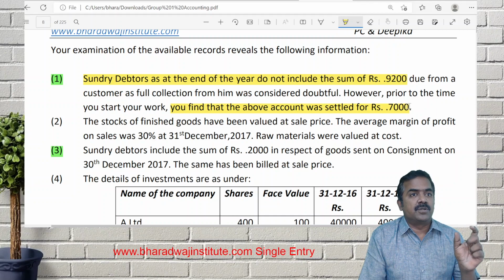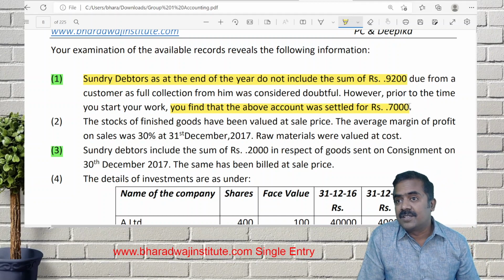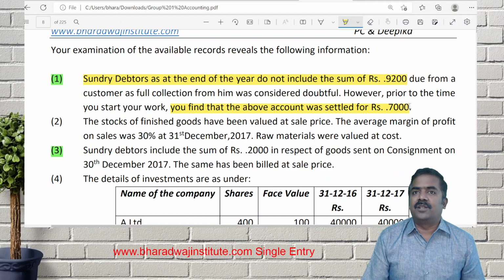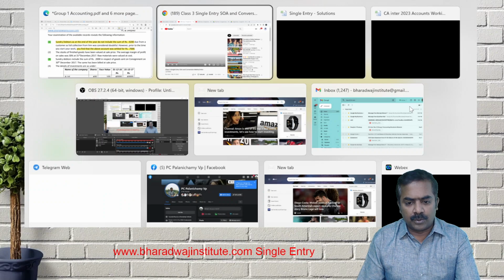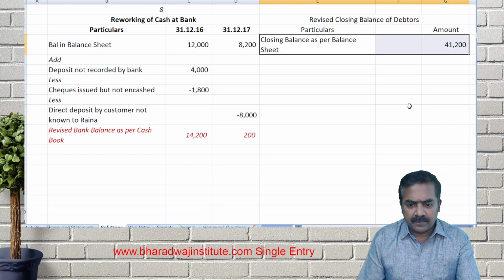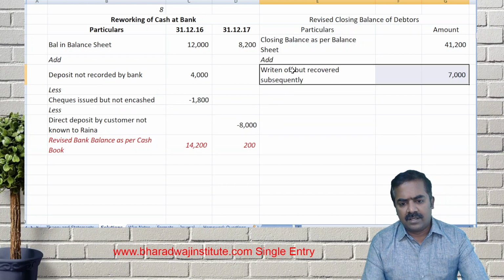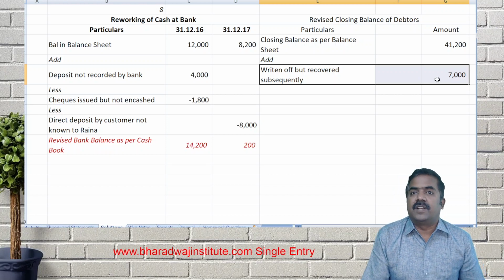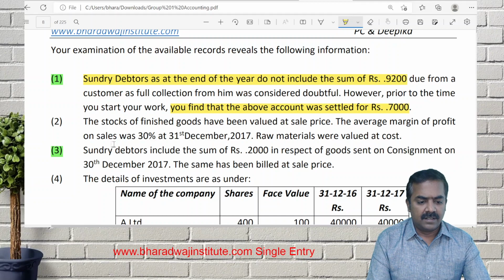Then how much do you have to include now? Will you include 9,200 or the collectible amount 7,000? We'll include only 7,000. Sir, why not 9,200? Is it 9,200 collectible? How much is collectible? 7,000 only should be included. So, what is the balance given? 41,200. Add which one? 9,200 was eliminated, but subsequently how much did we recover? 7,000.